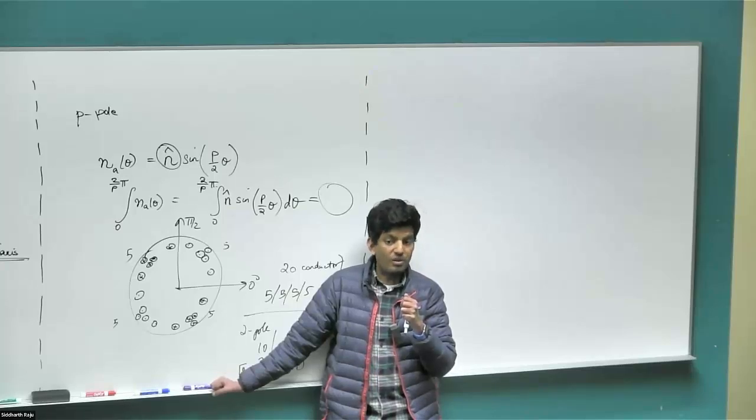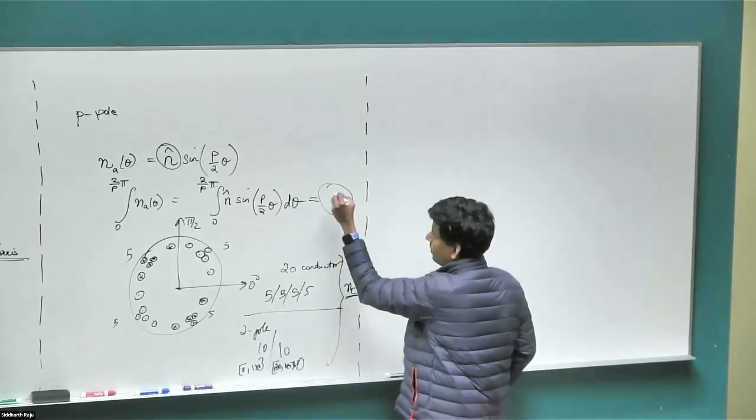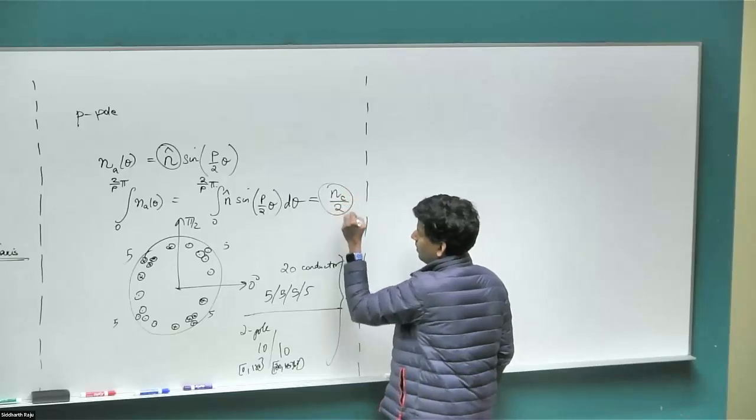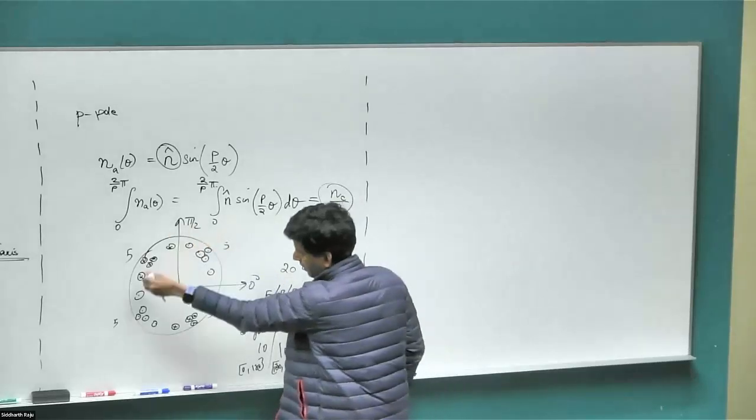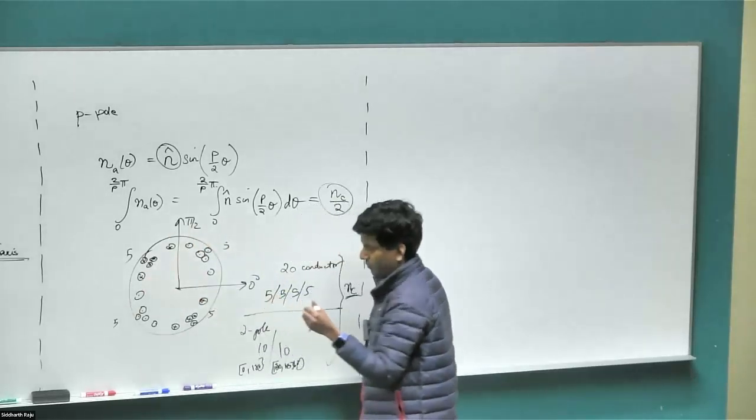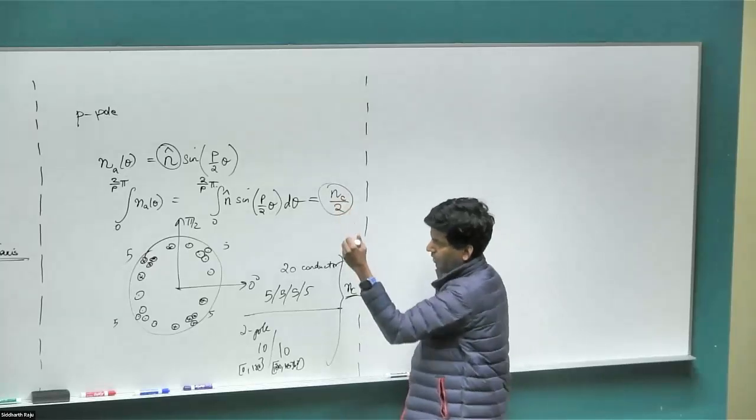Anybody? Yep, Liam. NC divided by 2, perfect. So, because this was the case for a two-pole motor, right? Because if you go around and integrate all the windings, count all the windings in half of the motor, if you do from 0 to pi, that's basically half the motor. So the number of conductors should just be equal to nc by 2.